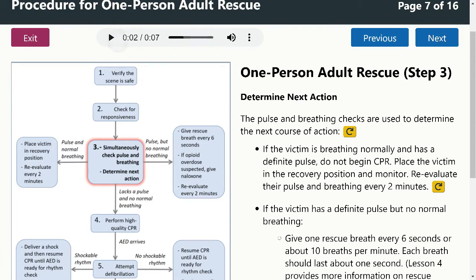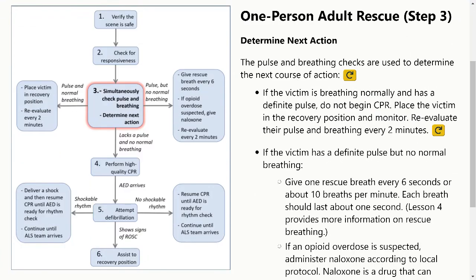Determine next action. The pulse and breathing checks are used to determine the next course of action. If the victim is breathing normally and has a definite pulse, do not begin CPR. If they have a pulse, you don't want to do chest compressions. Place the victim in the recovery position and monitor. You'll reevaluate their pulse and breathing every 2 minutes, so you'll keep checking on them.